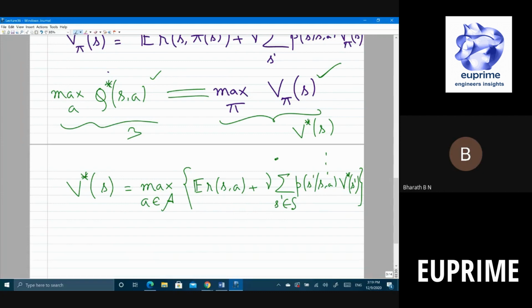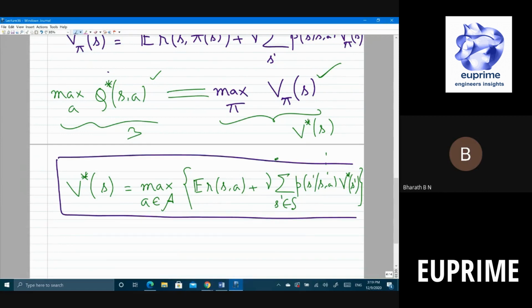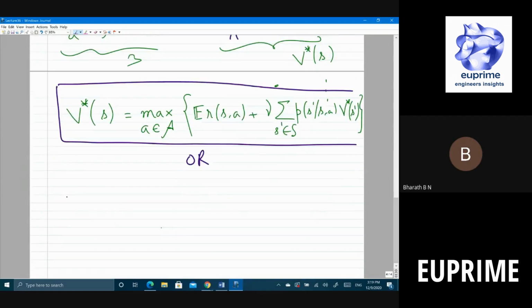So now let me rewrite this in a slightly different fashion. What is this particular expression doing? I can think of this in a slightly different fashion. For example, I can also write the previous one, if you just look at V of S, and then subsequently, let me write it a slightly different way.